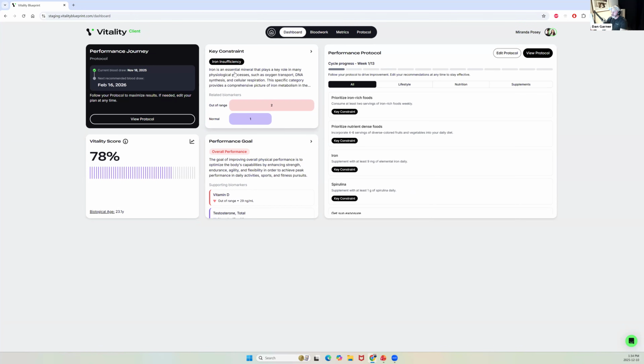Miranda here, her key constraint, very common for females. This will come up a lot: iron insufficiency. The data on iron insufficiency in females is large for a lot of reasons, for intake reasons, for blood loss reasons. That's just something very common that blood work is such a huge unlock for. Like increasing Miranda's iron, you would get the effect.